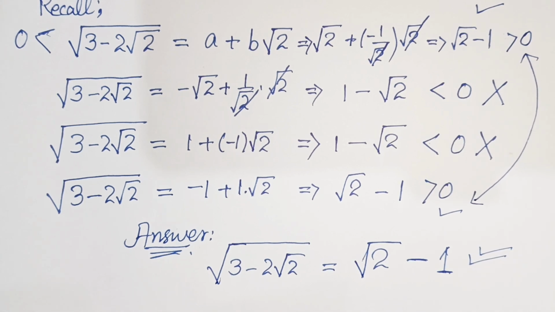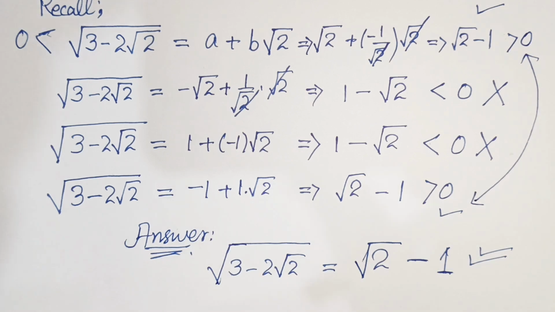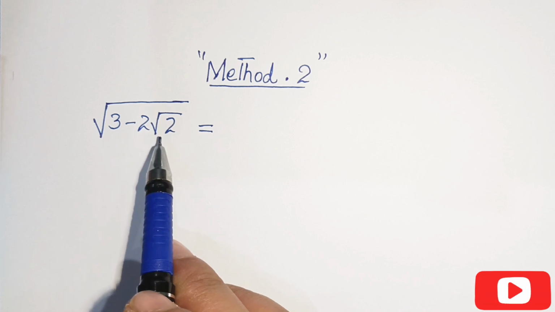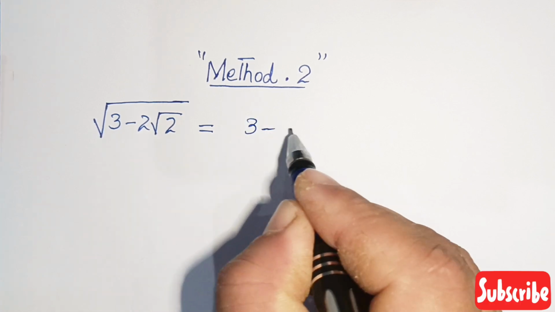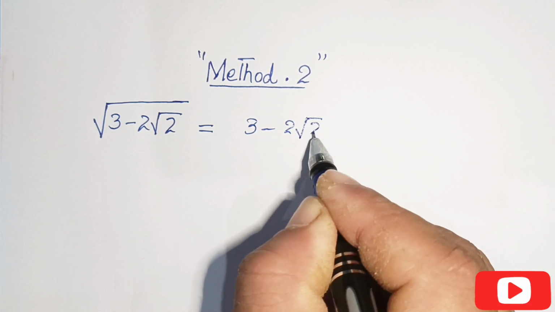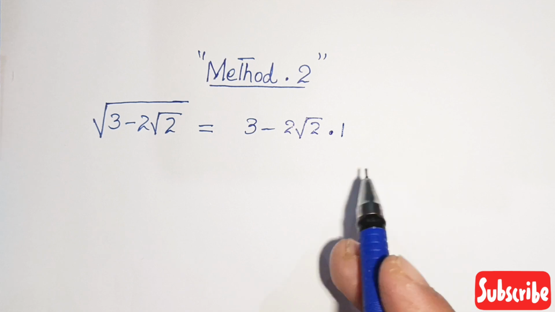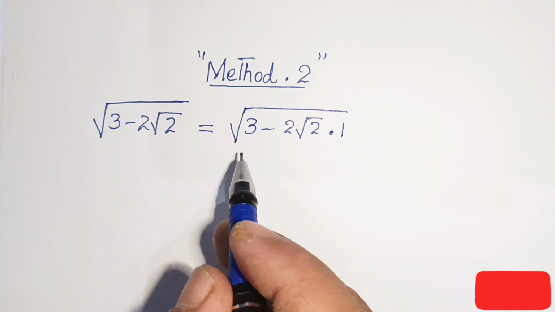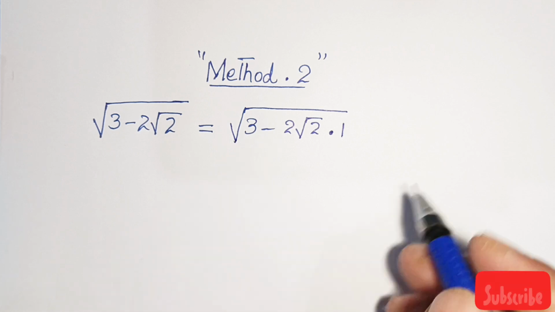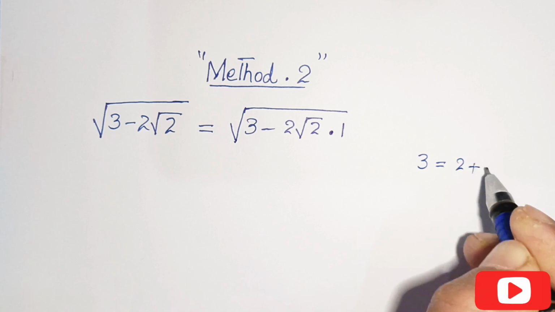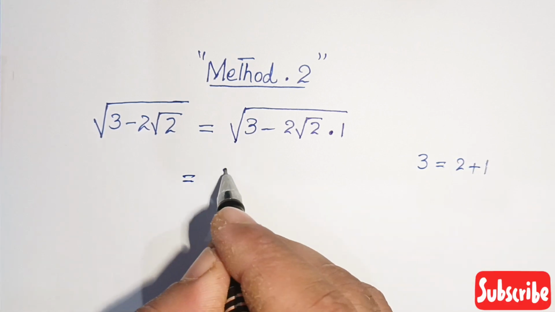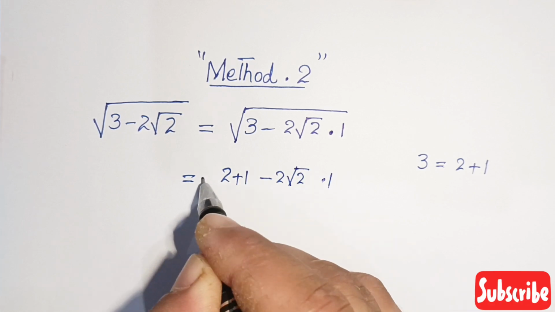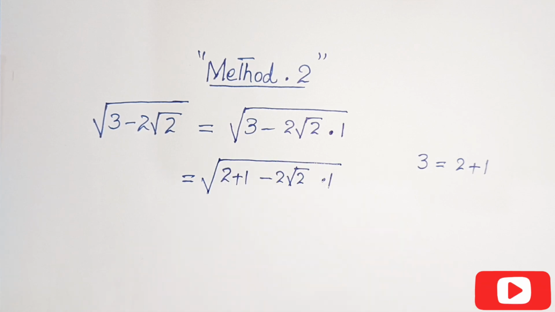Now we are going to solve the same problem by method number 2. So now in method 2, recalling our problem, square root of 3 minus 2 times square root of 2, it is equal to 3 minus 2 times square root of 2. If we just write 1 here, there will be no difference, so whole square root. Now this 3 can also be written as 2 plus 1. So here we have 2 plus 1 minus 2 times square root of 2 times 1, whole square root.